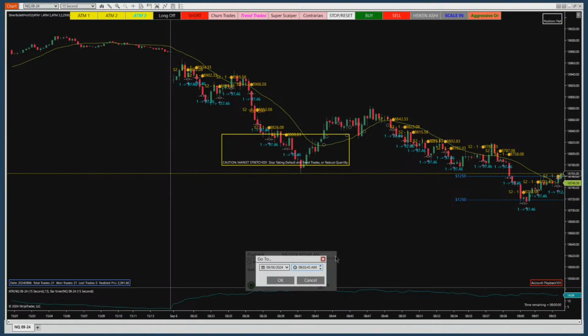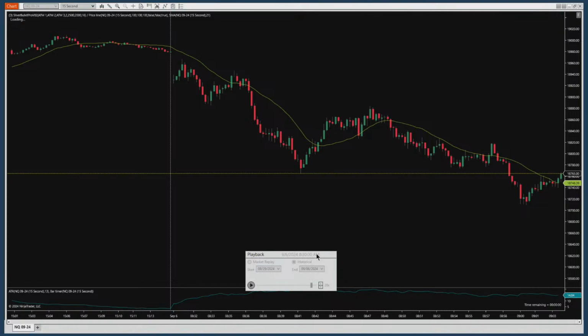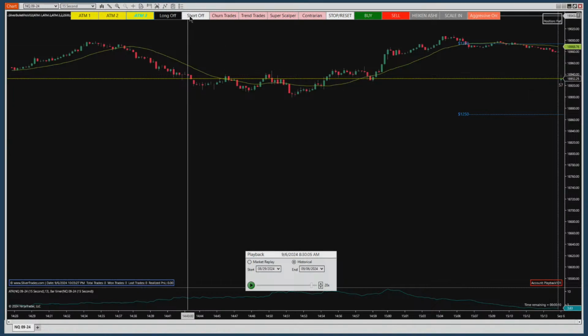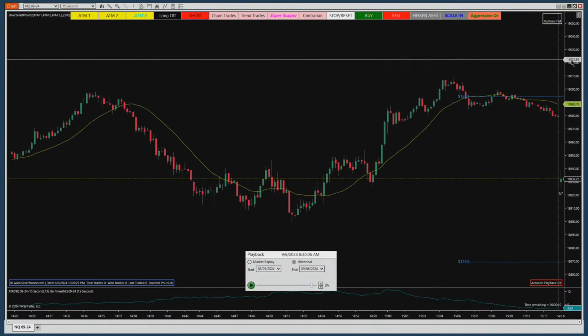I'll test again. Let me reset the timer again. All right, so at 8:30 again, I'm going to set the timer, and same story. I'm going to go short, but this time I'm going to use a different strategy, super scalper. Super scalper, scale in aggressive, these are default, and I'm going to continue taking short trades.